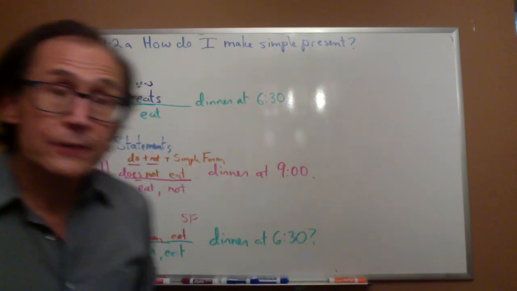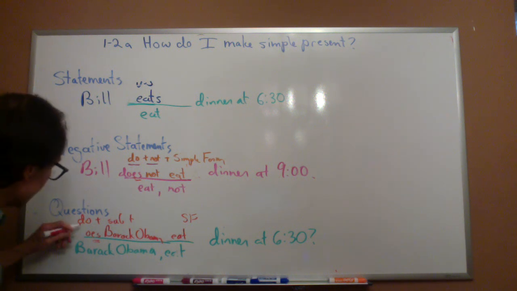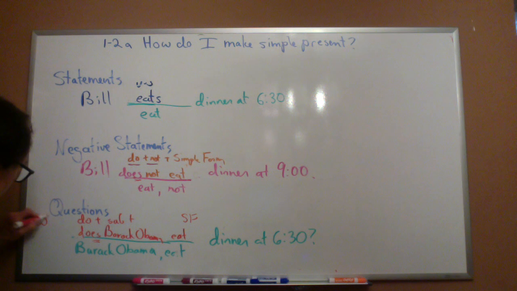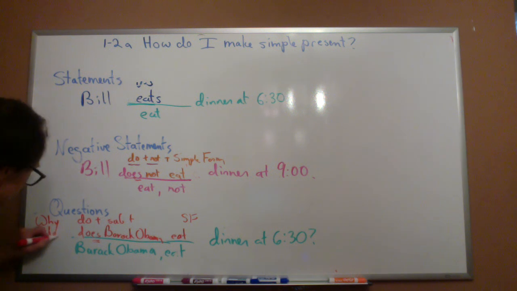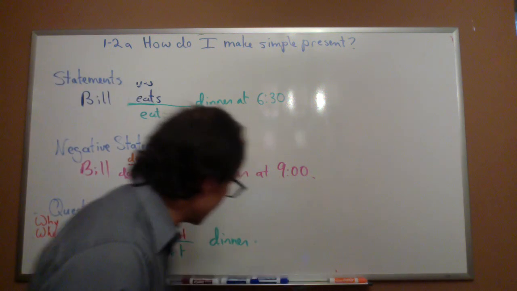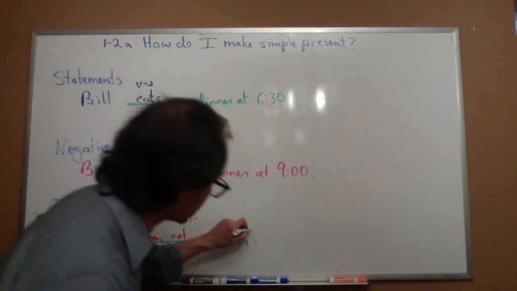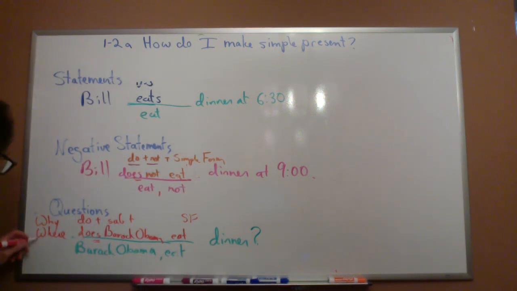If I want to ask another kind of a question in English, I can put another word here. So if I want to ask about a reason, I could say, why? Why does Barack Obama eat dinner at 6:30? Or if I want to know about a place, I could say, where does Barack Obama eat dinner at 6:30? If I don't know the time, if I don't know it's 6:30 and I want to ask about the time, I could say, when does Barack Obama eat dinner? Or who, what? Okay.